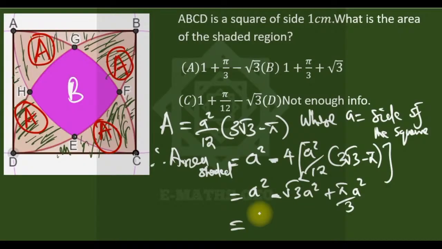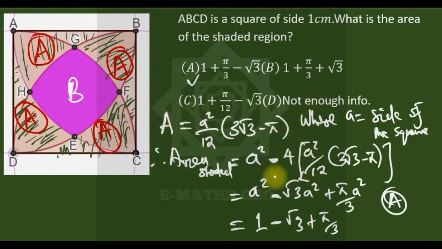Our area is now 1 minus root 3 plus pi over 3, which is option A. So that's the answer. Option A. So let me now prove how I got this formula, because that's the major thing here. Once we know it, we've understood how I solved this. So let's move to the next diagram.